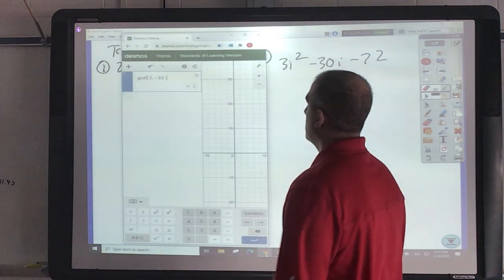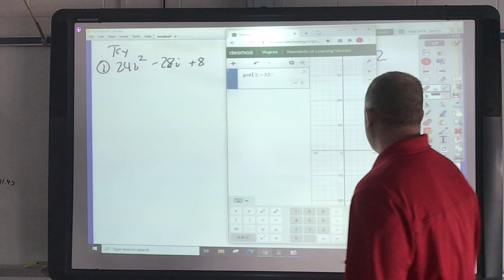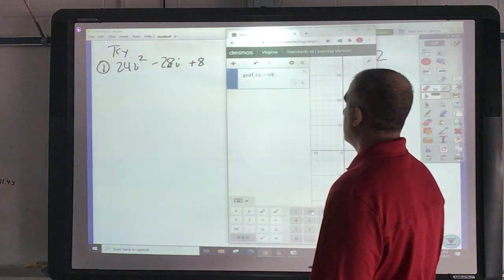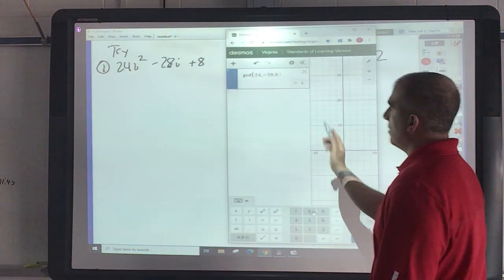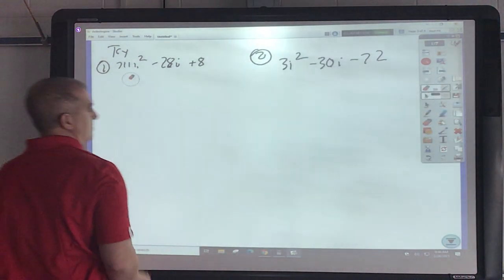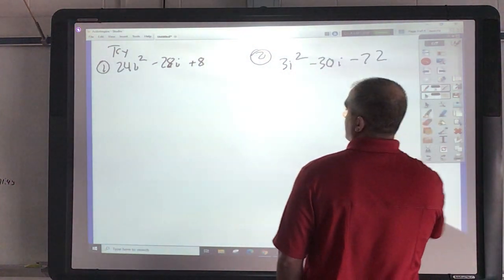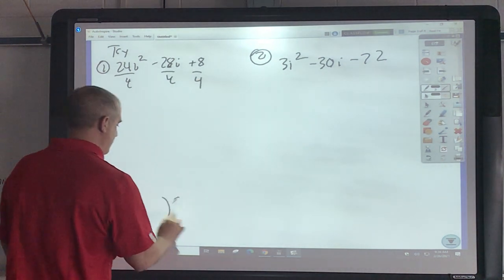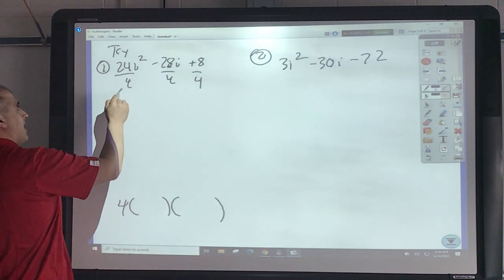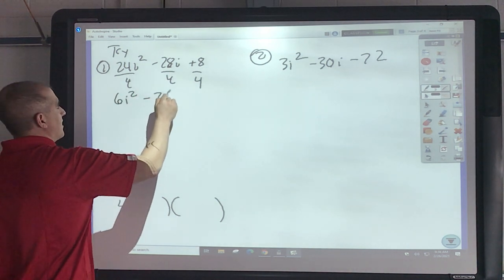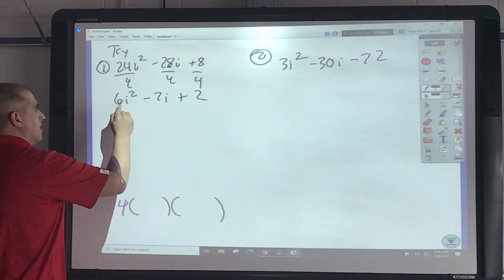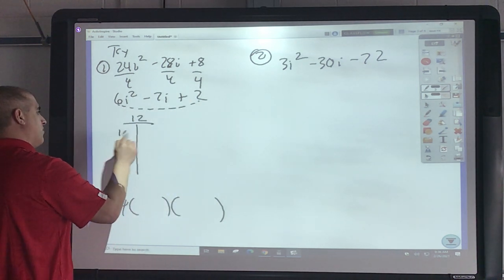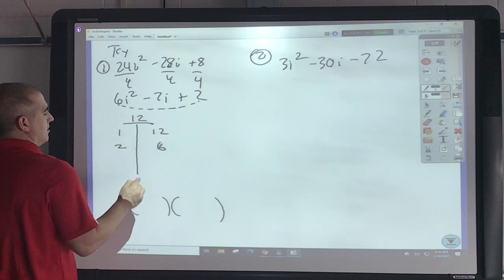Okay, all right, so I want to check for GCFs. So I got 24, negative 28, and 8. What does it tell me? It tells me 4. So I'm going to divide everything by 4. So 4, 4, 4, 4 down here with my factors, okay? If I divide that, that's 6i squared. I divide that, that's negative 7i. Divide that, that's 2, okay? Multiply the 2 and the 6, or 6 and the 2, gives me 12. Factors of 12, 1 and 12, 2 and 6, I think 3 and 4.